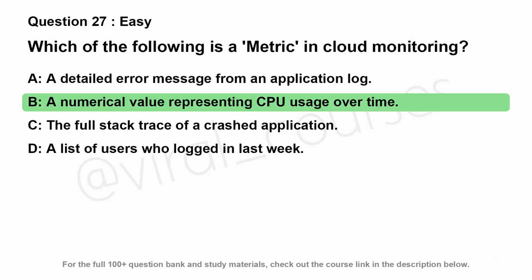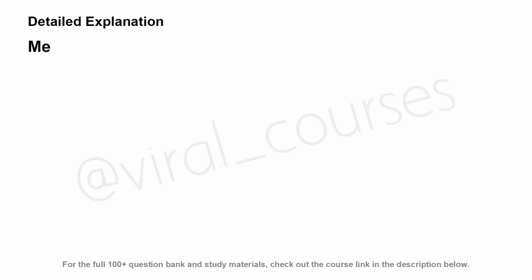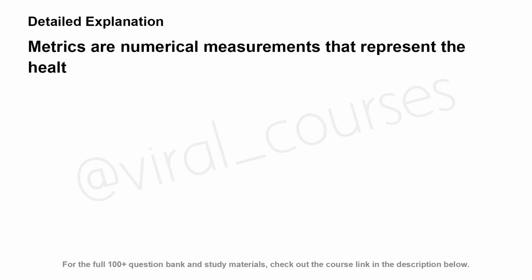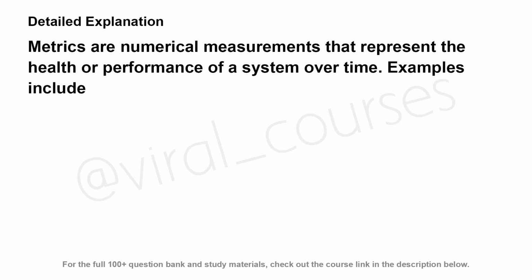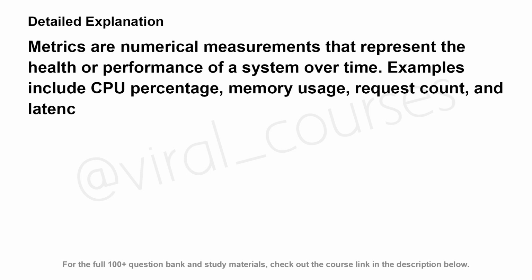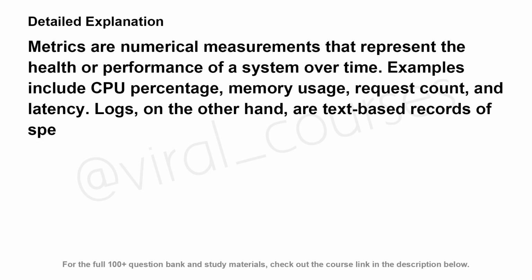The correct answer is B. Metrics are numerical measurements that represent the health or performance of a system over time. Examples include CPU percentage, memory usage, request count, and latency. Logs, on the other hand, are text-based records of specific events that occurred.